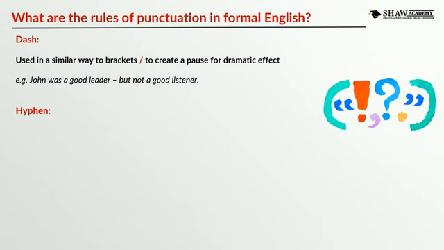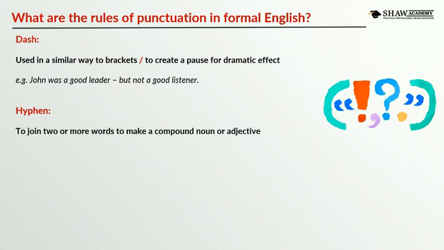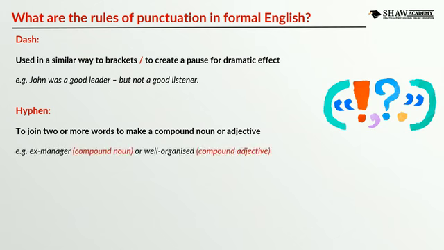Now, we saw hyphens already in lesson 1. And we used them to join two or more words to make a compound noun or adjective. Okay? And let's look at the examples. We have ex-manager or well-organized. So we have a compound noun and a compound adjective. And there is no space. This is all one word. Ex-manager with no space. So you can see, guys, that the hyphen is a little bit shorter than the dash.